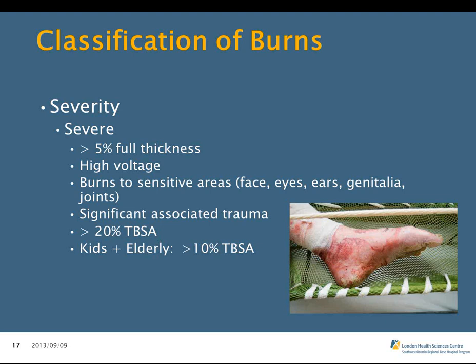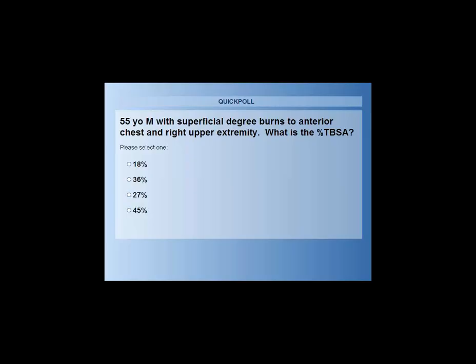This brings us to our next poll question. So we have a 55-year-old male with superficial degree burns to his anterior chest and right upper extremity. What is the percentage of total body surface area? So go ahead and make your selection. I'll give you a couple more seconds to vote.